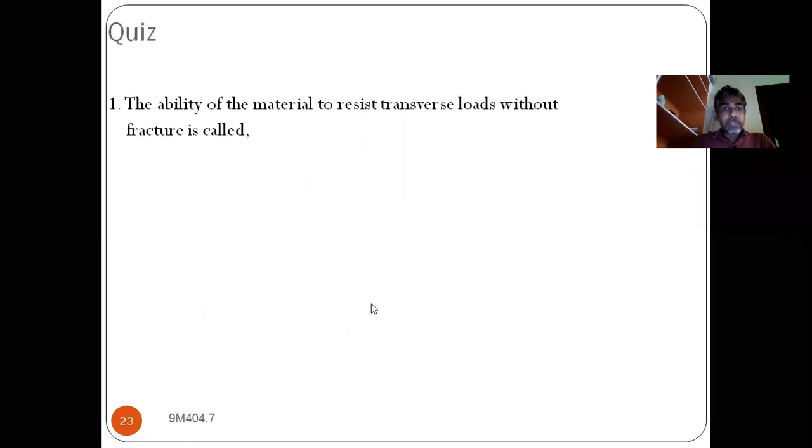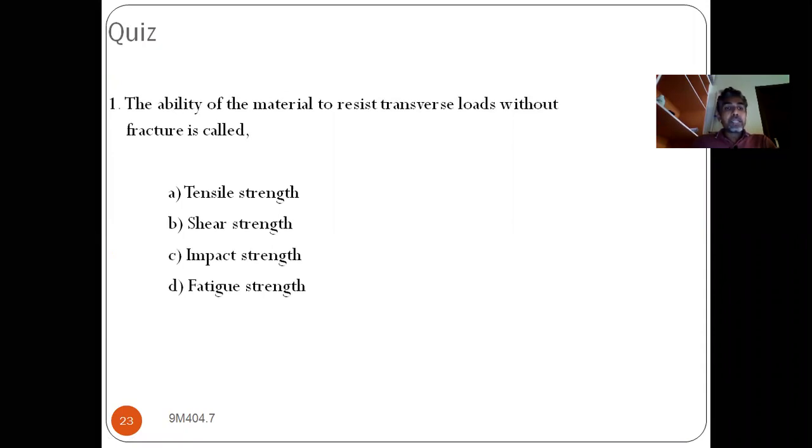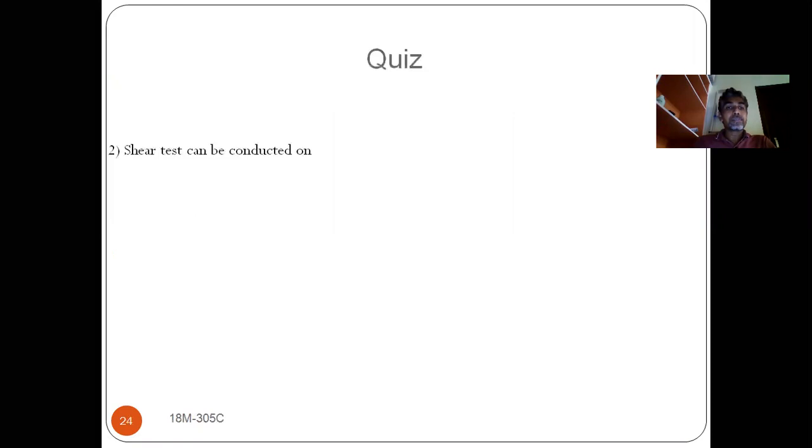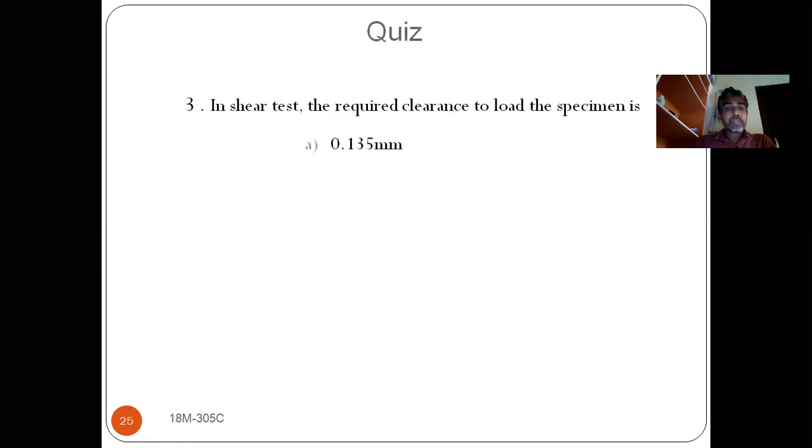So we will see some quizzes here. The ability of material to resist transverse load without fracture is known as, what is that one? Shear strength. So transverse load means shear strength. Shear test can be conducted on, where? On UTM. In shear test, how much clearance will be given? 0.125 mm.